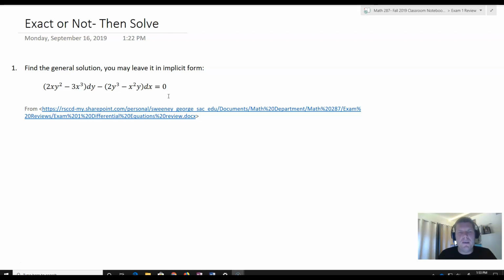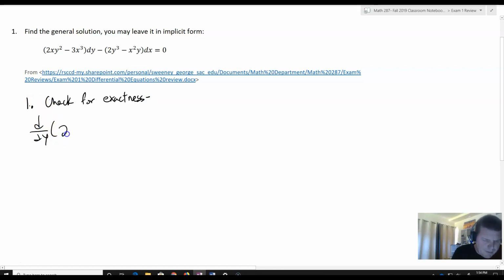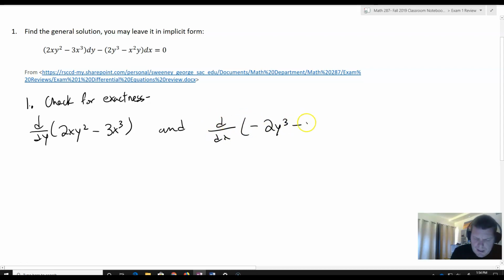So what I'm going to do is check to see if it's exact. Check for exactness. All right, so that means I'm going to take d/dy of 2xy squared minus 3x cubed and d/dx of negative 2y cubed minus x plus x squared y.